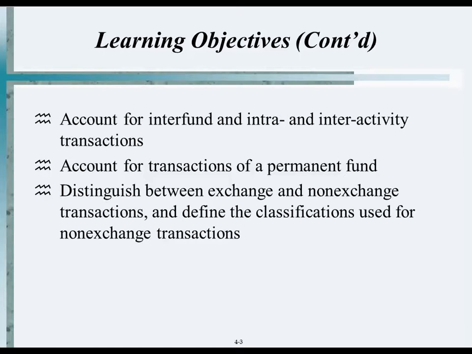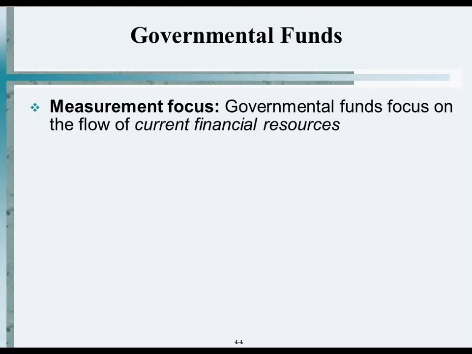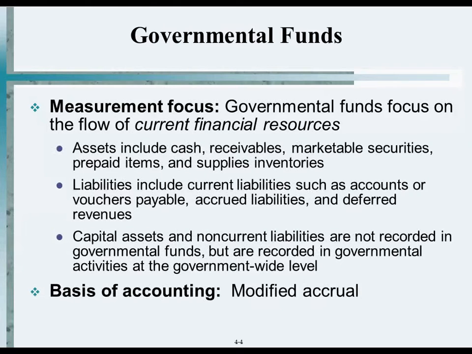There's a lot of material to cover, but we are going to try to see what we can do here. Just a quick revision, okay? Measurement focus, governmental funds, what do they focus on? Current financial resources. Don't ever forget that, okay? Accrual basis focuses on what? Flow of economic resources. Governmental funds focus on flow of financial resources, and accrual basis on flow of economic resources.